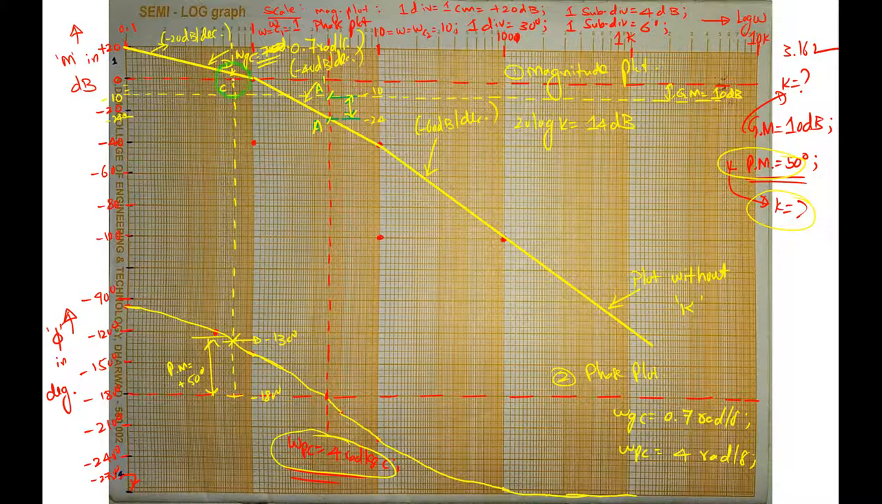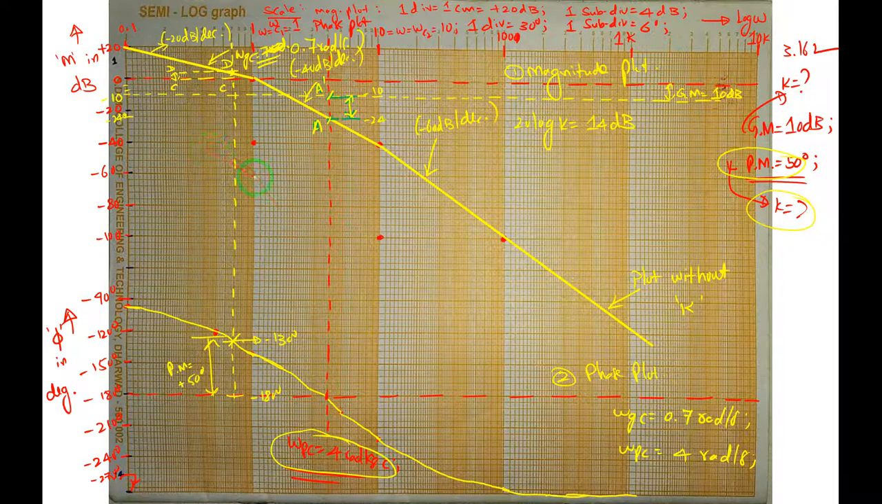From here to here, this is C. Let me draw this value here, and this distance only, so C to D, or C to C dash. The shift is upward. If the shift is upward, it is plus; if downward, it is minus. So it is plus. For a phase margin of 50 degrees, the magnitude plot should be shifted from C to D.